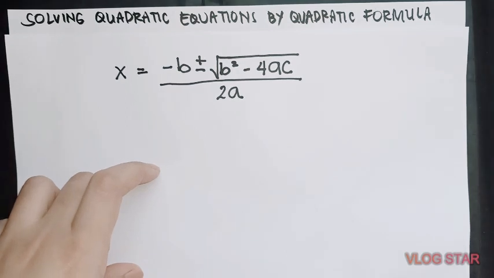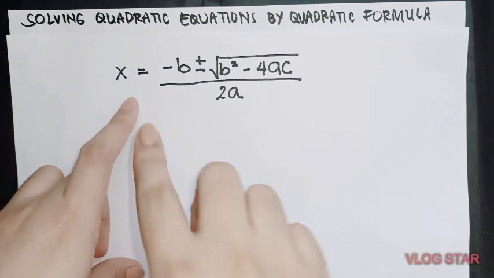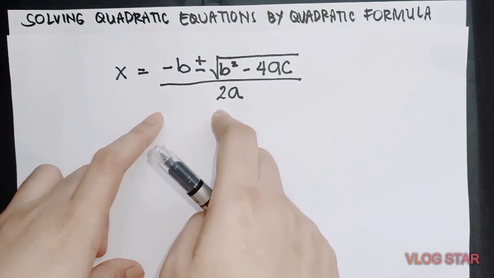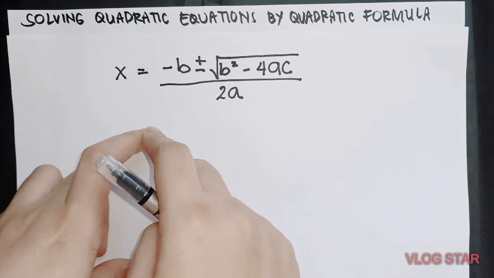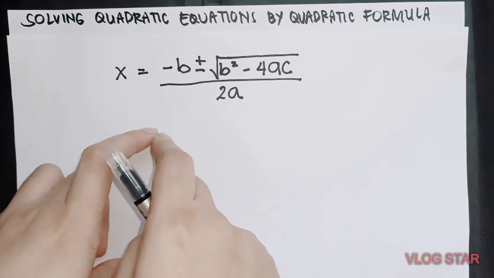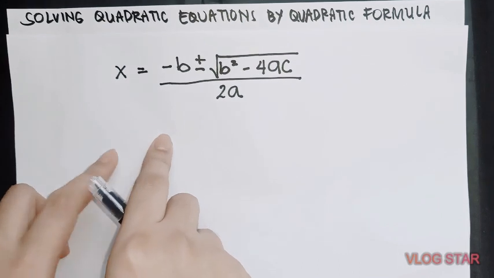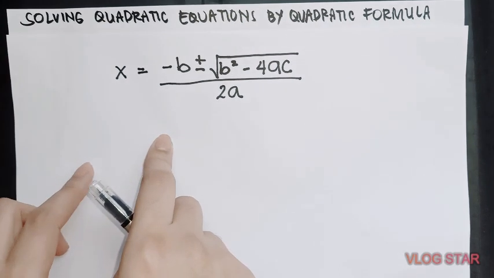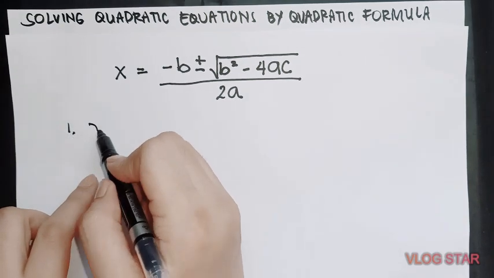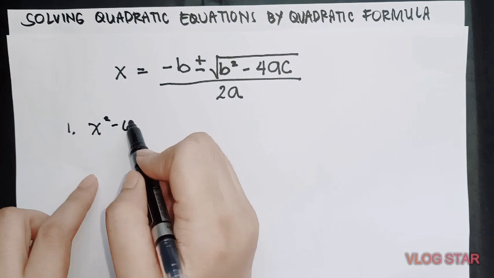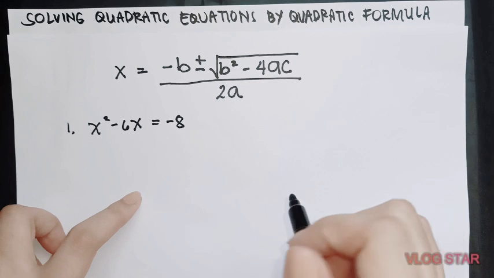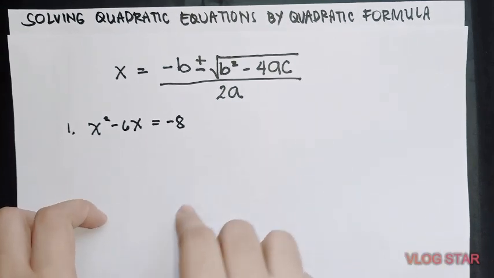So again, we have to always remember this formula, which is the quadratic formula, for us to be able to solve quadratic equations, because this is one of the methods that we can use in solving such equations. Let's have an example. If we have x squared minus 6x equals negative 8, how can we solve this using the quadratic formula?